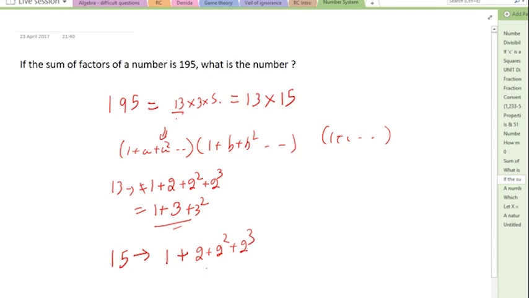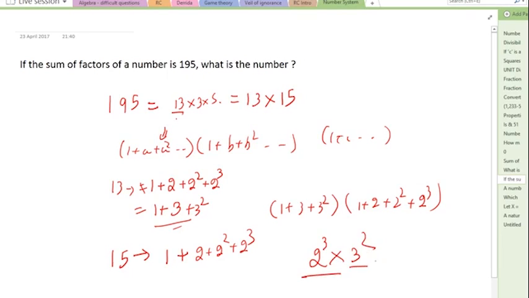Right? So this can be written like this. We don't need to check 39 into 5 because we know 5 cannot be written like that. So 195 can be written as (1 plus 3 square)(1 plus 2 square) plus 2 cube. So which numbers' factors is this product representing? This product is representing the factors of 2 cube into 3 square. And hence this would be your 9 into 8, 72. So I think somebody did mention the answer 72, so that seemed correct.